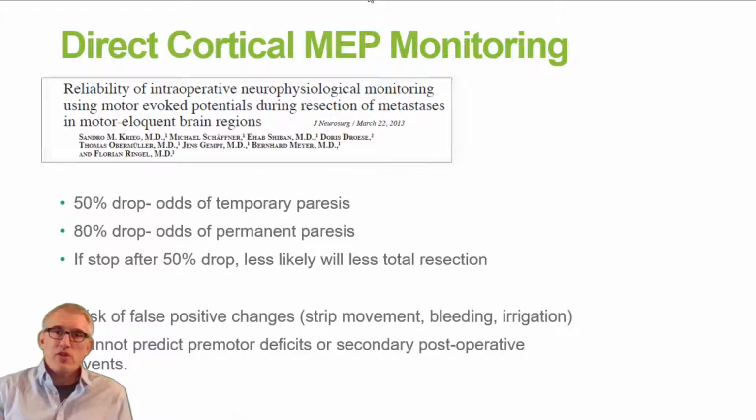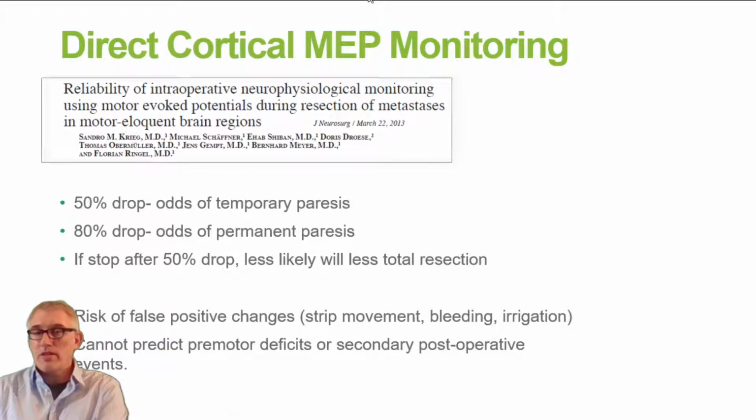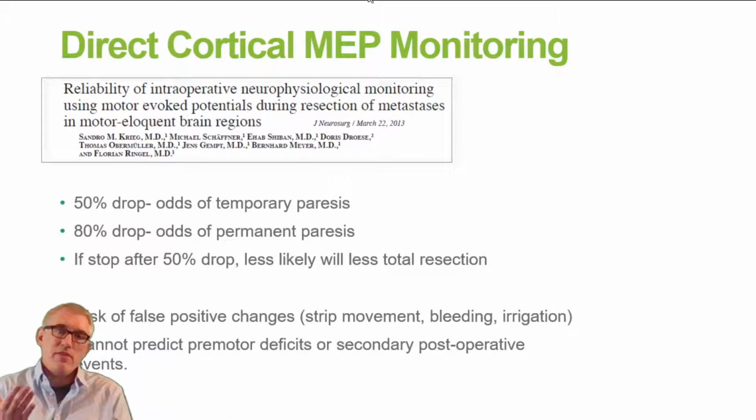So the thing to note, from the standpoint of balancing maximal resection versus preserving function, is that if resection stops after a 50% drop, you're much more likely to preserve function. However, you're probably going to get less than total resection. Conversely, if the resection is stopped after an 80% drop, the likelihood of dysfunction is probably pretty high postoperatively, but you're more likely to get a more gross total resection. So it's about balancing that; the threshold and the magnitude of the amplitude change can help gauge that clinical decision making.